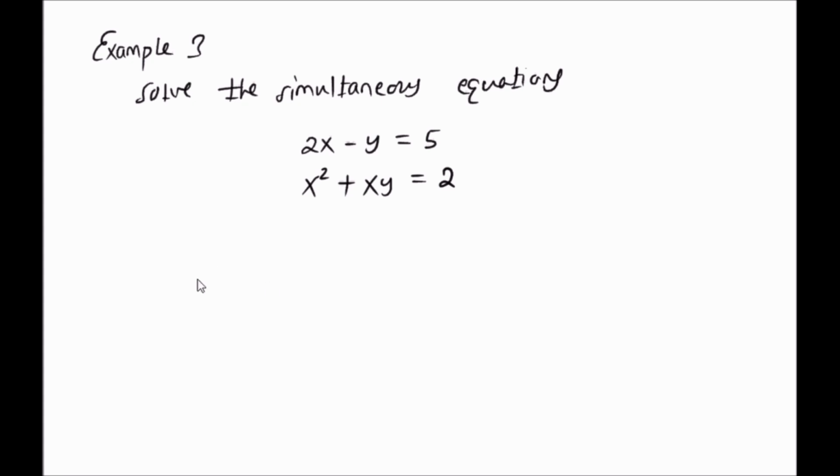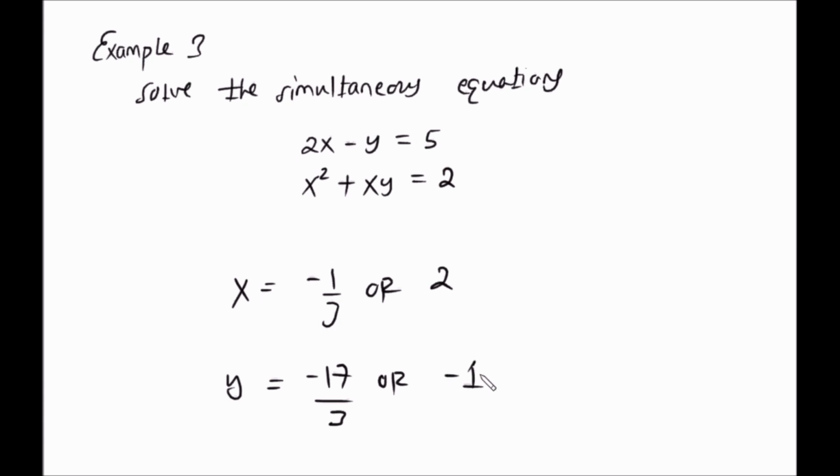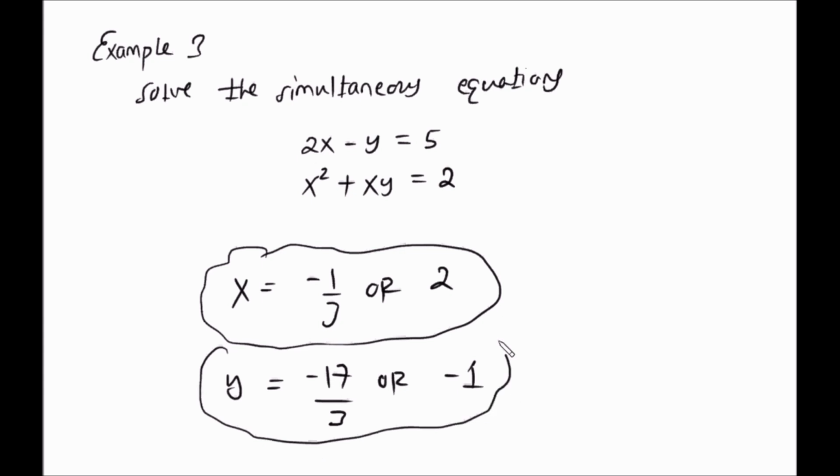So for the final answer now for this question, the value of x is sasa na inaweza ikawa negative 1 over 3 or 2, wakati y itakuwa negative 17 over 3 or negative 1. So these are the values of x and these are the values of y.